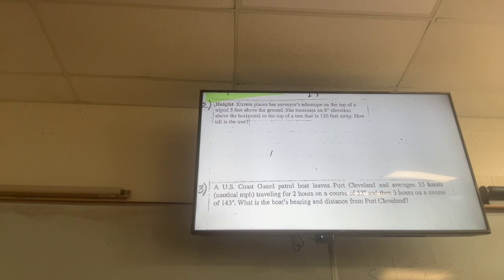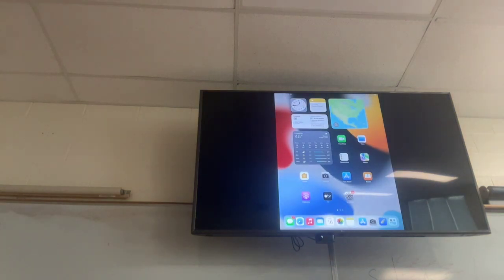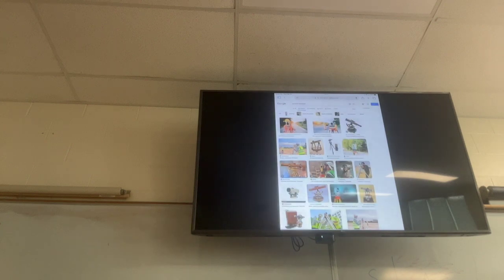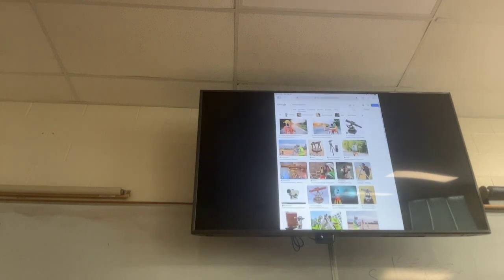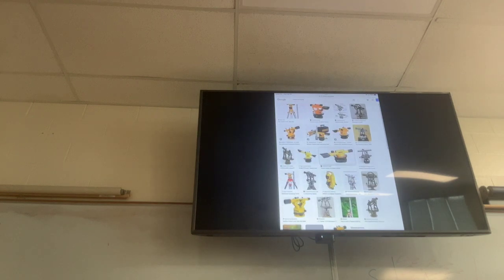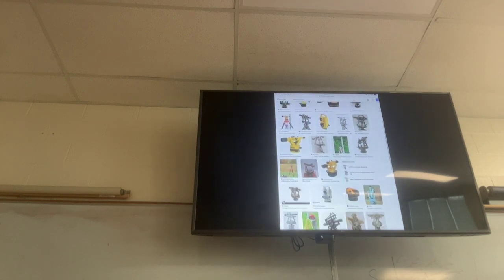If Kirsten has got her surveyor's telescope, it's actually called... I thought it was called a transit. Anyone ever use a surveyor's telescope? I actually have. I used to have one. I think it's just a transit. We called it a transit. You feel so legit when you're using one. You're like, yeah, I use one of these. So fun. It actually was not fun.